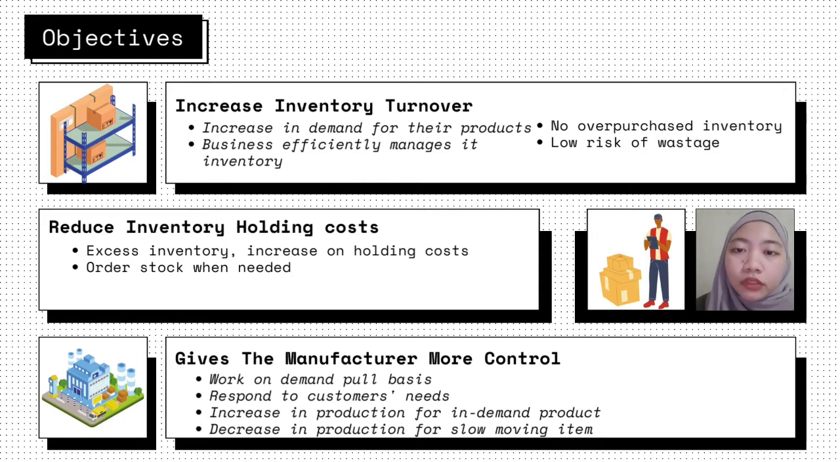The second objective is to reduce inventory holding costs. This is because excessive inventory will lead to increase on the holding cost. Thus, we need to order stock whenever it's needed only to reduce the inventory holding costs.